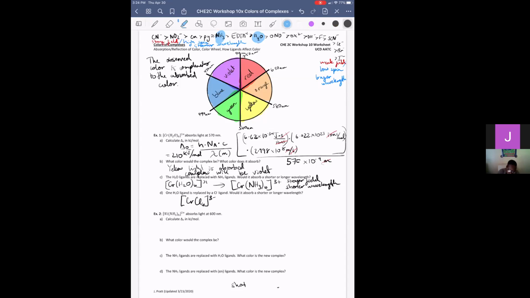And when we compare these in our spectrochemical series, we see that chlorine is a weaker field ligand, which means that we should get a weaker field effect. And since we're getting a weaker field effect, we should get a longer wavelength. And the wavelength that we're comparing is the wavelength of our complex with water. So in C, it would be shorter than 570, and in D, it would be longer than 570 nanometers.